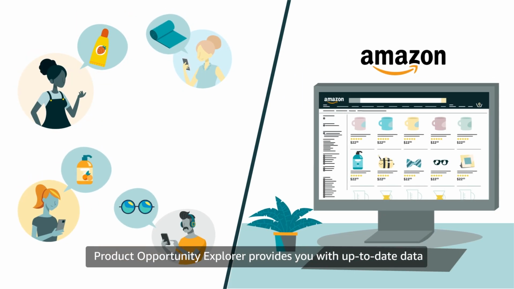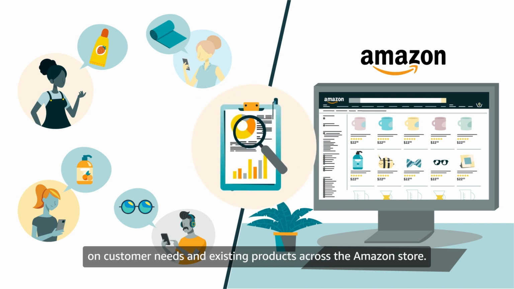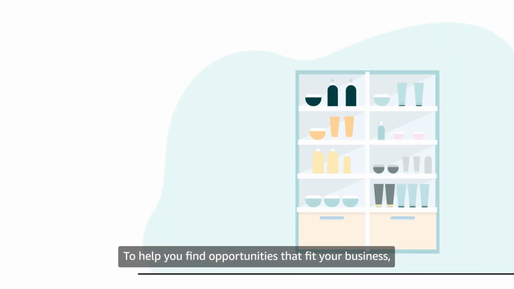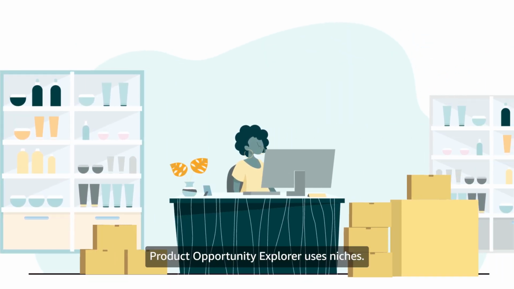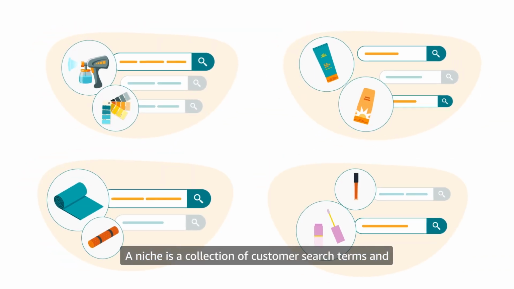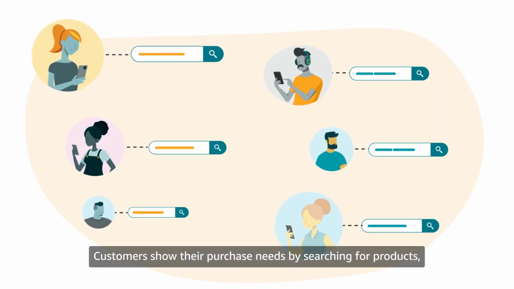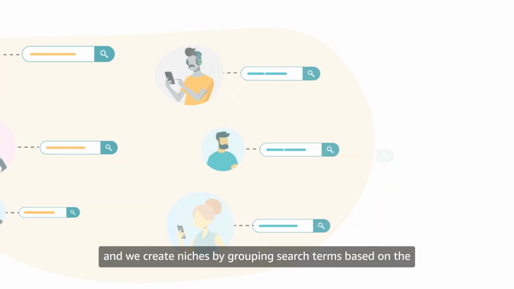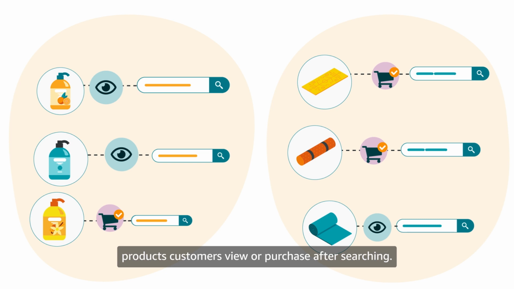Product Opportunity Explorer provides you with up-to-date data on customer needs and existing products across the Amazon store. To help you find opportunities that fit your business, Product Opportunity Explorer uses niches. A niche is a collection of customer search terms and products that represent a specific customer need. Customers show their purchase needs by searching for products, and we create niches by grouping search terms based on the products customers view or purchase after searching.